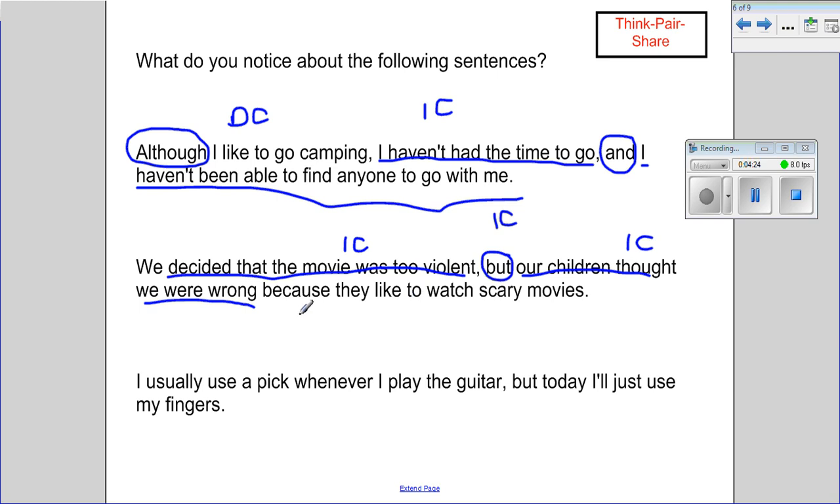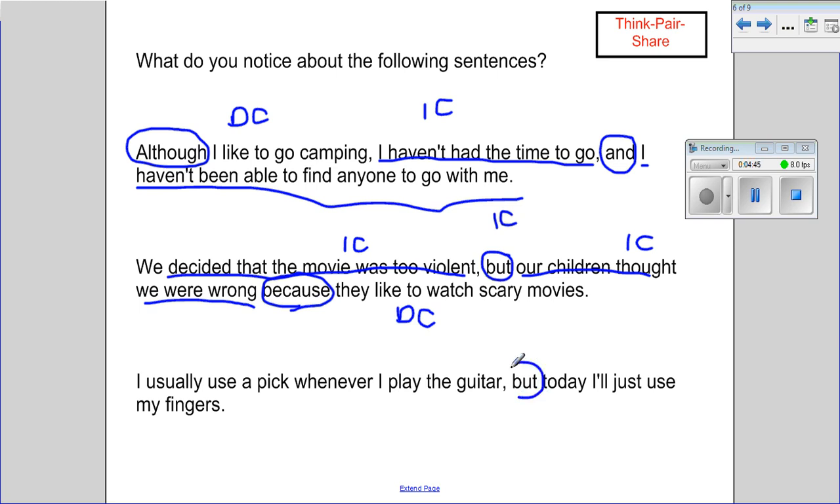And then again, here I'm noticing a subordinating conjunction, because they like to watch scary movies, which makes that a dependent clause. So I'm seeing the same thing again, two ICs in both of these sentences with one DC. Let's go to the next sentence.